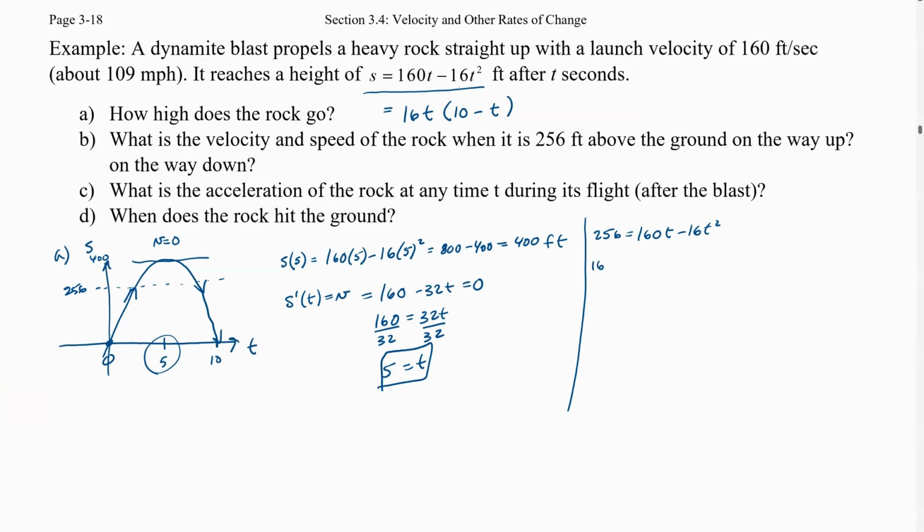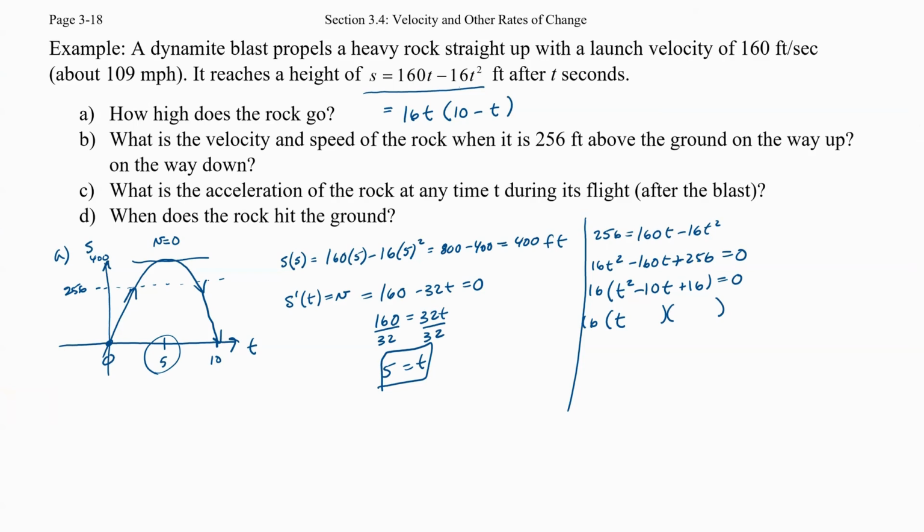So how about 16t squared minus 160t plus 256 is equal to 0? Let's solve that. I'm going to factor 16 out to hopefully make the factorization a little bit easier. Factoring a 16 out of all the terms: t squared, negative 10t, and plus 16. So do we have a factorization that works there? t and t.